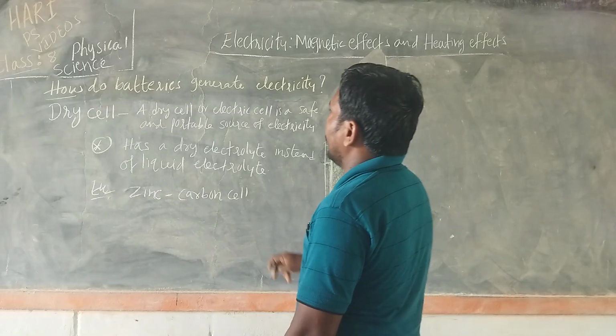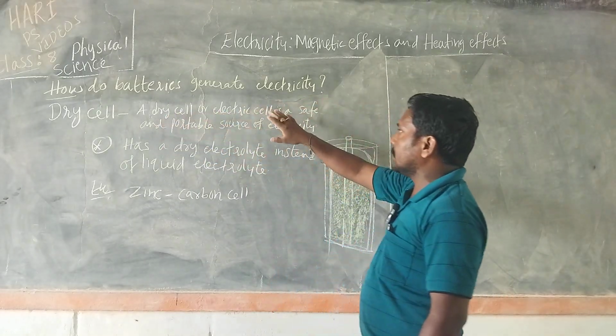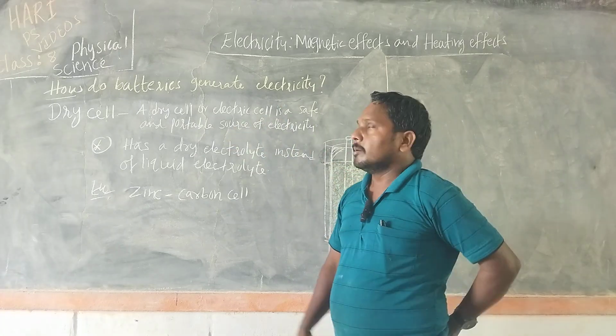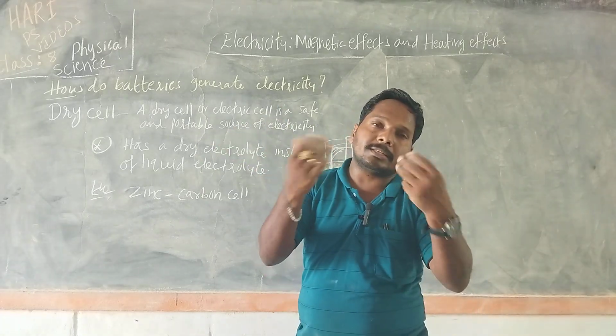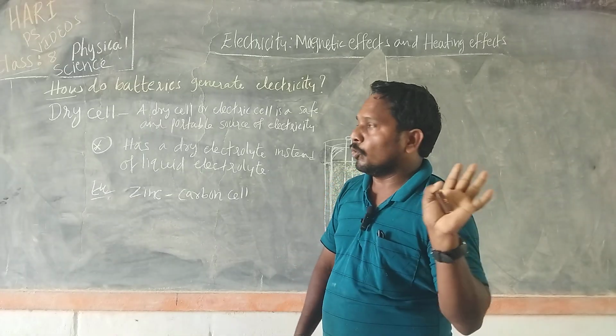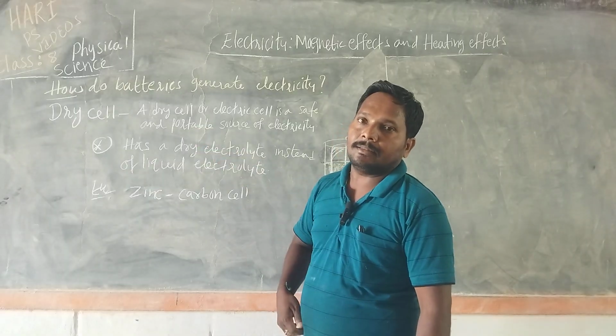So how do batteries help electricity? A dry cell or electric cell is a safe and portable source of electricity. Portable in the sense we can easily carry it to different places, no problem. Why is it called a dry cell?